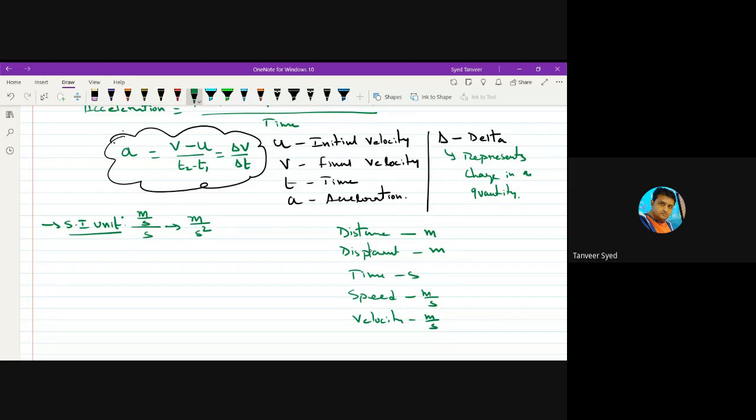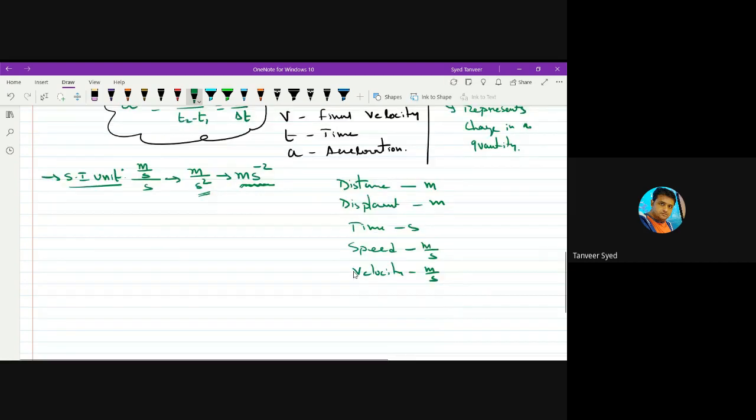Meter per second square, or this can also be written as meter second power minus 2. This is the scientifically correct method to write the unit, but even if I write this also, no problem, it's understandable. Meter per second square. What is the unit of acceleration? Meter per second square. Why am I repeating this three times?